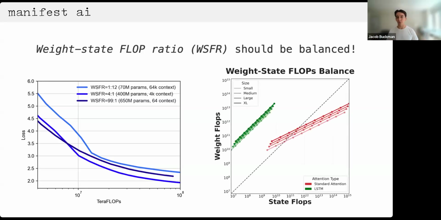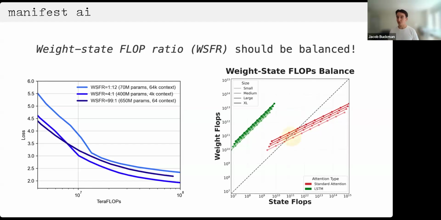And if we plot the weight-state-to-flop ratio for a variety of different architecture scales, so we see on the different darknesses of line, different numbers of parameters, and all of the different dots on a given line represent different context lengths for that architecture. We see a really interesting picture. The LSTM, you'll note, is way off to the left. It's completely imbalanced at basically every context length and model size.